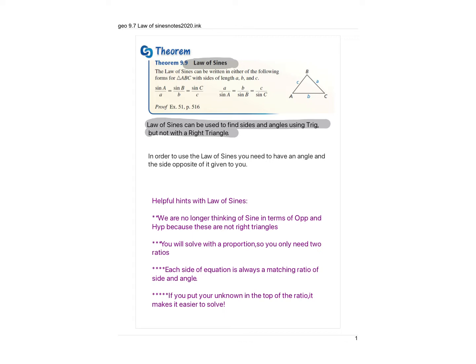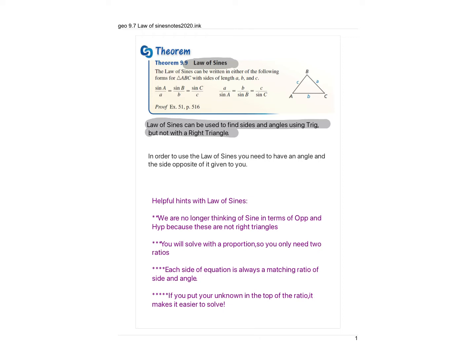So everything that we've done up to this point has been right triangle trig with opposite and hypotenuse, opposite, adjacent, all of those things. Now we are going to look at triangles that are not right triangles and a couple of ways that you can still use trig. One of them is the law of sines.